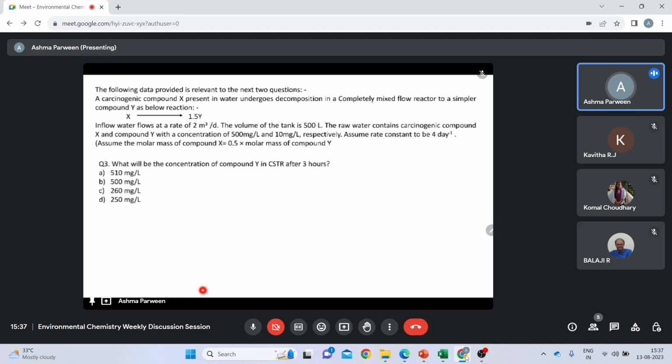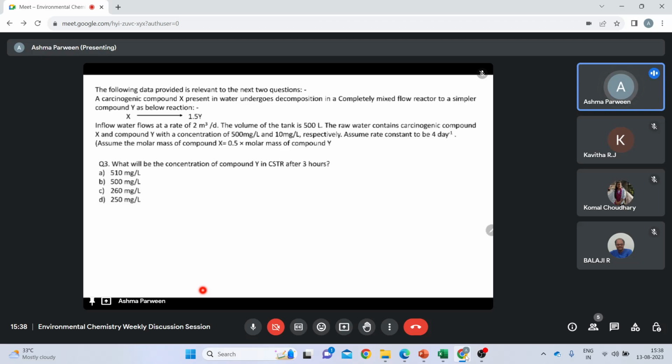So I will give you the equation for this. The equation will be same, but now we have to find out the concentration of Y, not X. So we will use the expression for finding the concentration of the X after 3 hours. The previous equation, that was C, the concentration in the effluent, is the ratio of concentration in the influent to 1 plus K theta. From this we will get the concentration of X in the effluent, and using the stoichiometry ratios we will find out the concentration of Y.